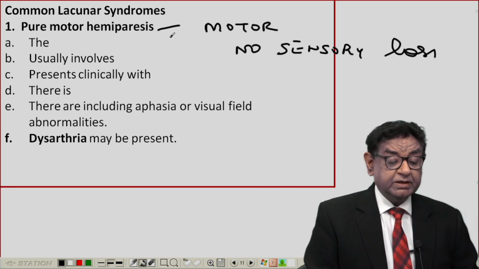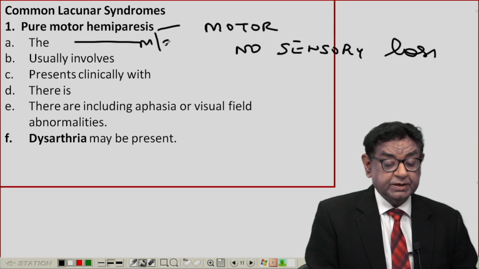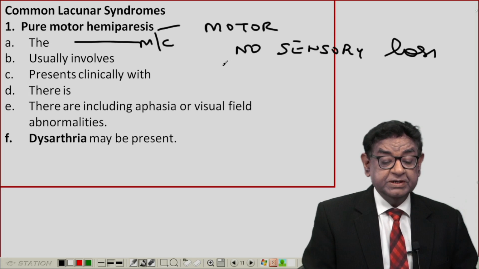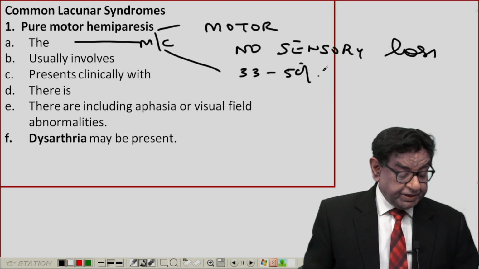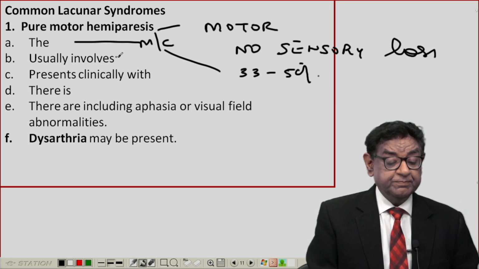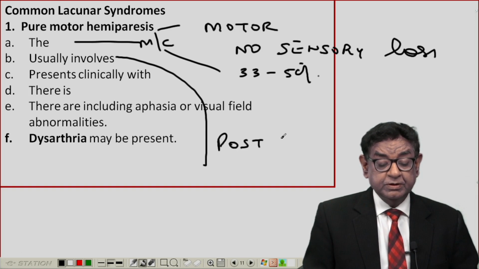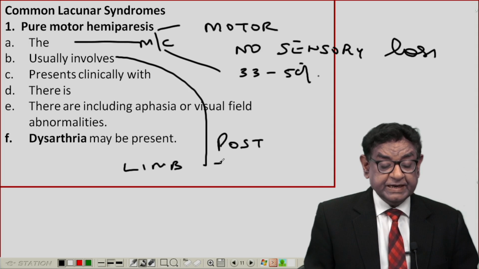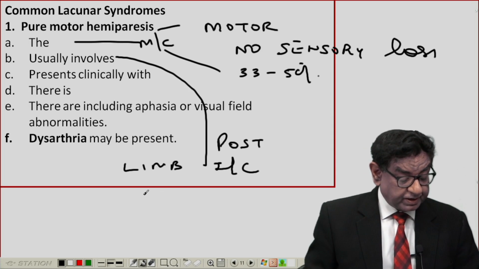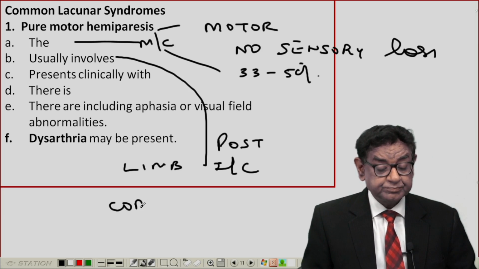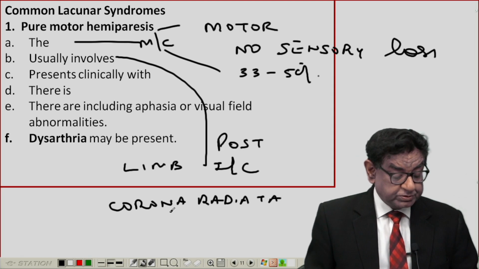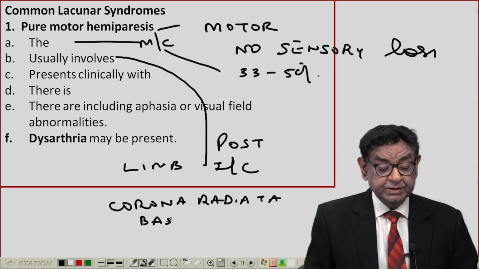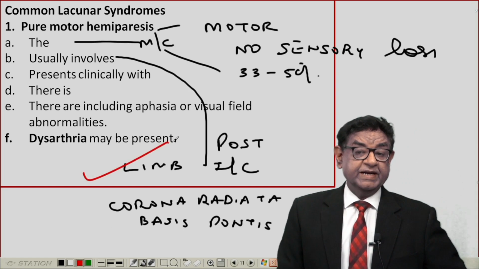And it is the most common type of lacunar syndrome. It is seen in around 33 to 50% of cases of lacunar stroke. Now, it usually involves the posterior limb of the internal capsule. It may also involve the corona radiata, it may also involve the basis pontis, but the usual site is the posterior limb of the internal capsule.